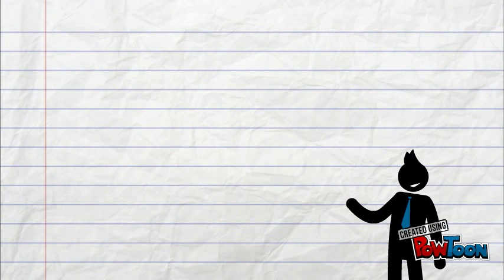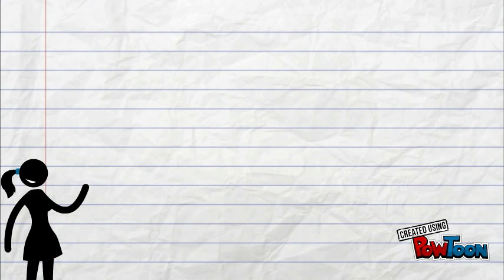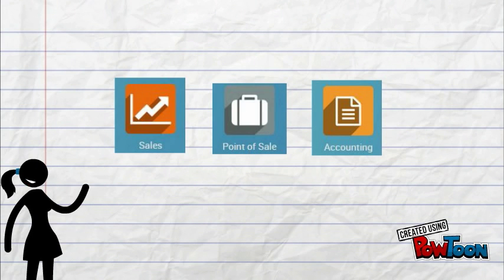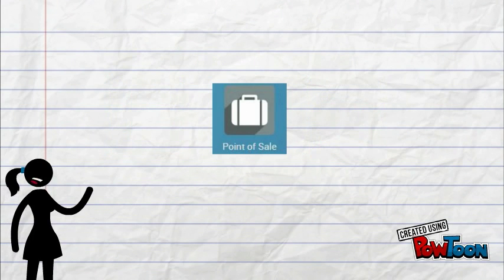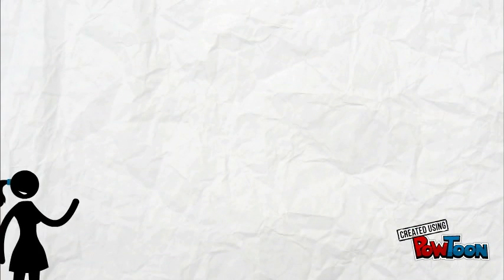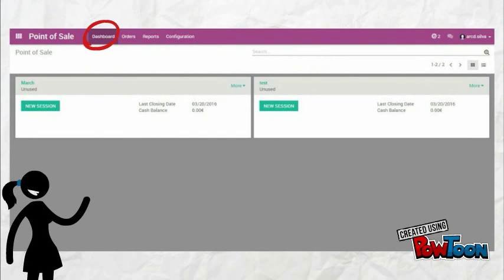But what about the financial part? We have 3 apps related to that topic: Sales, Accounting, and Point of Sale. Let's start with the Point of Sales app that sells directly to the clients, either individuals or companies. First, we have to create a new session in the dashboard.